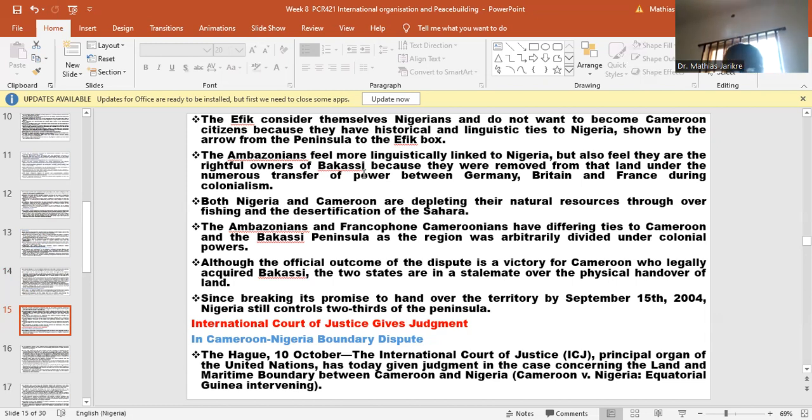The Hague, 10th October. The International Court of Justice, principal organ of the United Nations, has given judgment in the case concerning the land and maritime boundaries between Cameroon and Nigeria.